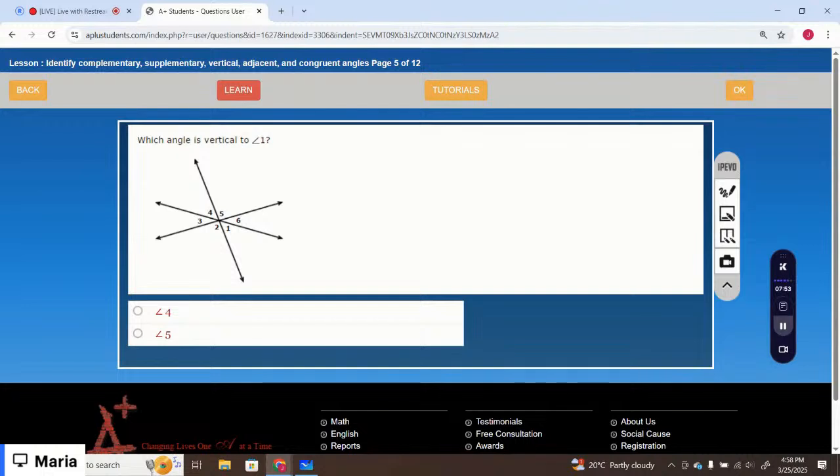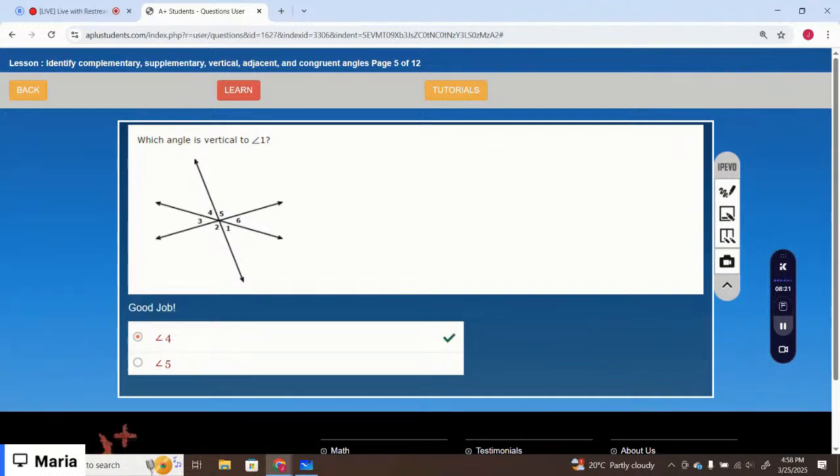Which angle is vertical to angle 1? The angle vertical to angle 1 is angle 4. Angle 1 and angle 4 are the angles that are formed on the opposite sides of the intersecting lines. So that is angle 4. Option number 1 is the correct option.